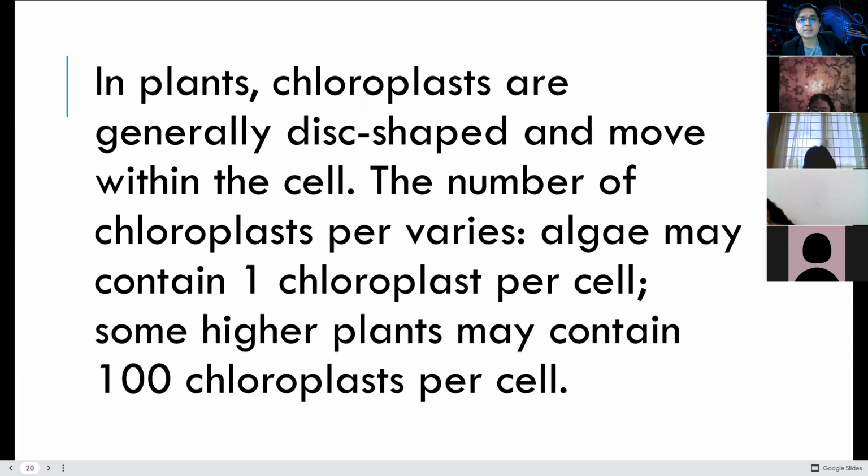In plants, chloroplasts are generally disc-shaped and move within the cell. As for the number of chloroplasts per cell, algae may contain 1 chloroplast per cell, while some higher plants may contain 100 chloroplasts per cell. It depends upon the organism or the species of the plant. Some bacteria are also photosynthetic. They have a characteristic of a plant.